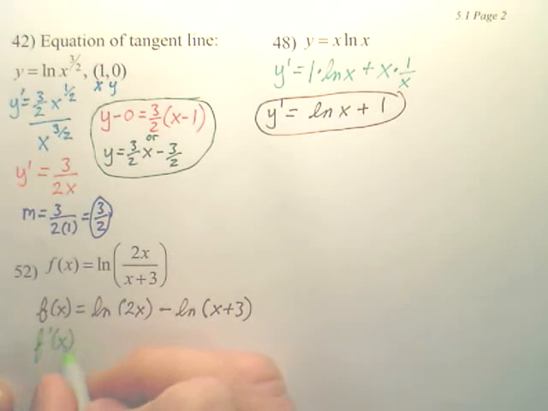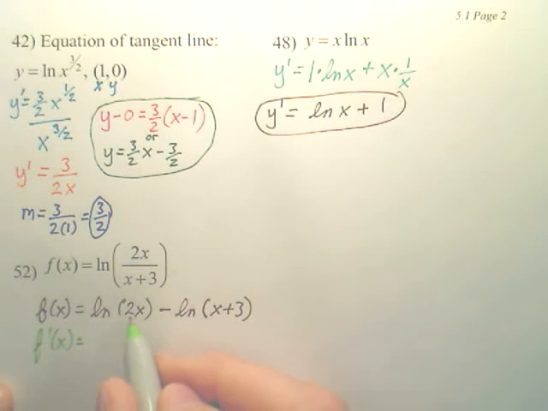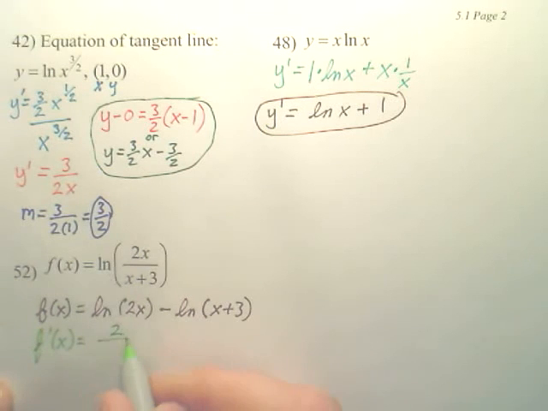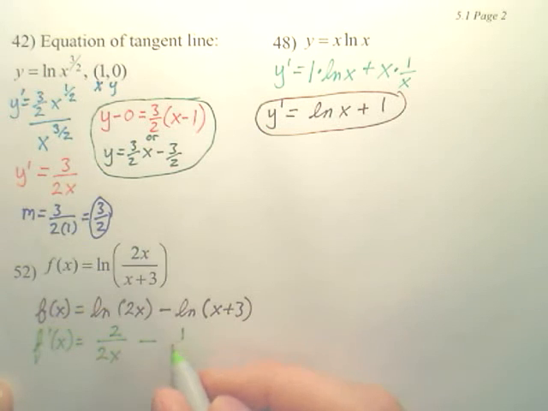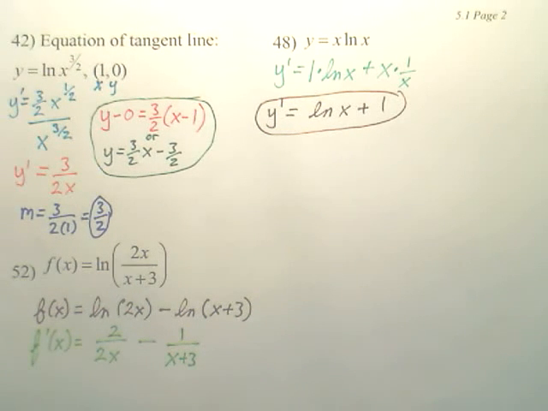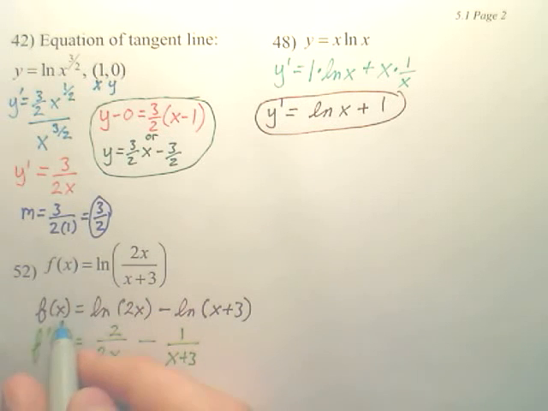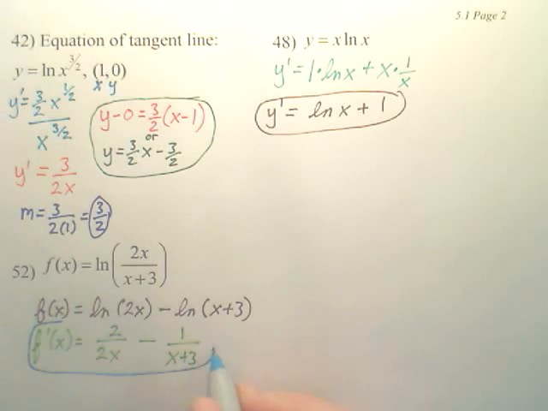So f prime x is going to be, well, the derivative of 2x is 2 over 2x. There's the first one. That's simple. U prime, 2x divided by 2, minus the derivative of x plus 3 is 1 over x plus 3. There's your answer. And if need be, depending on the problem, that would be a lot of times actually an okay answer.